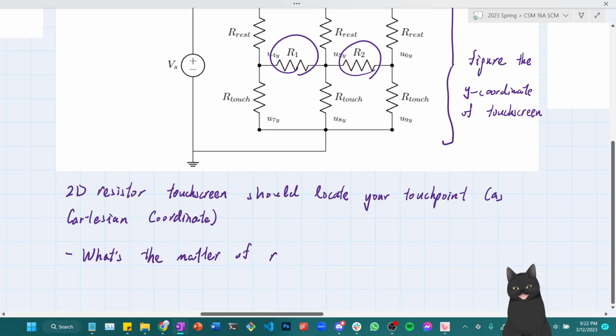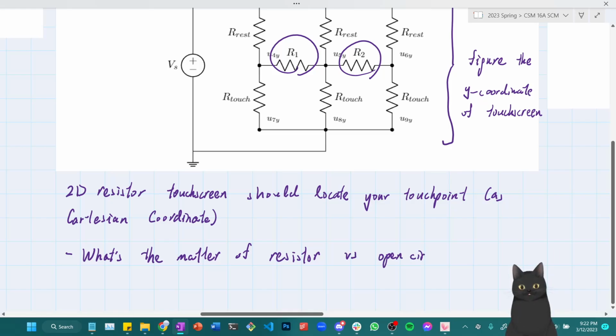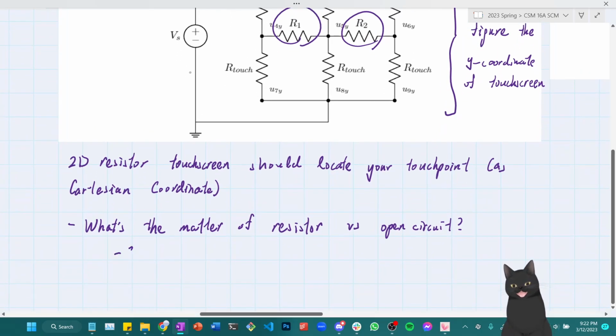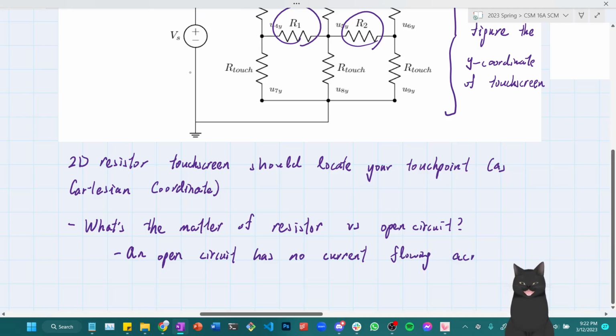And the reason why we're asking this question is because the question asked, does it matter to replace a resistor with an open circuit? So in other words, we're being asked, does replacing the resistor with an open circuit change the circuit a little, or does not pose any effect to our current circuit? Well, an open circuit has no current flowing across it. But a resistor might have a current flowing across it.